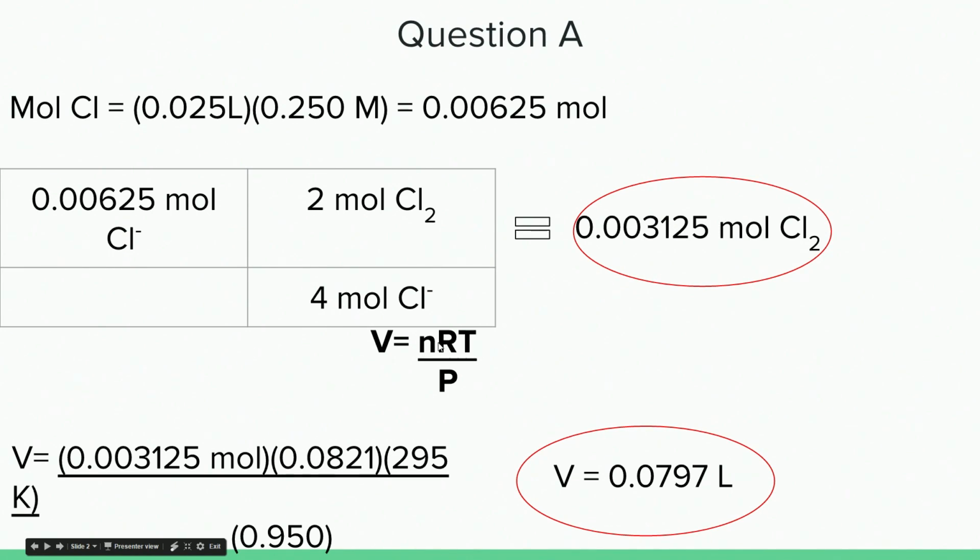The R value for the ideal gas law is 0.0821. The temperature given is 22 degrees Celsius, but we have to get that to Kelvin, so all we have to do is add 273, and we get 295. Then we divide that by the pressure, which is given as 0.950 atm. If you do the math, you get a volume of 0.0797 liters of CO2.